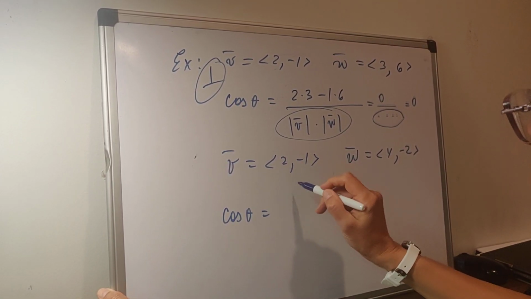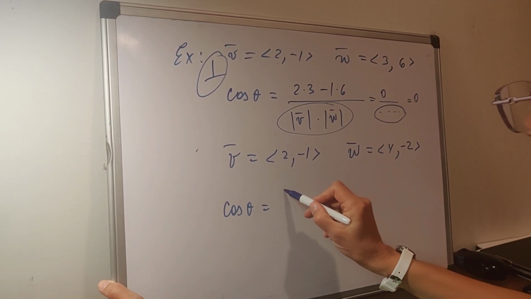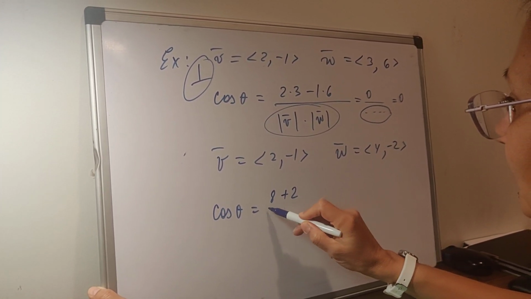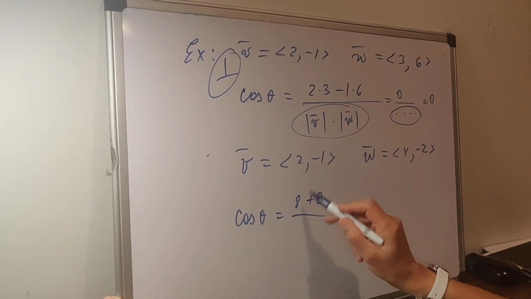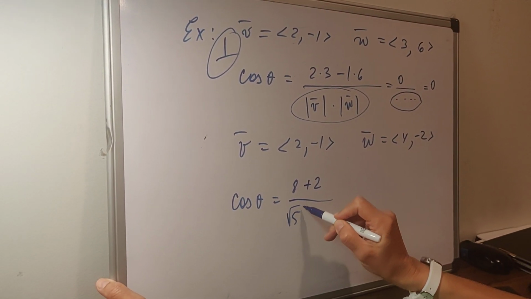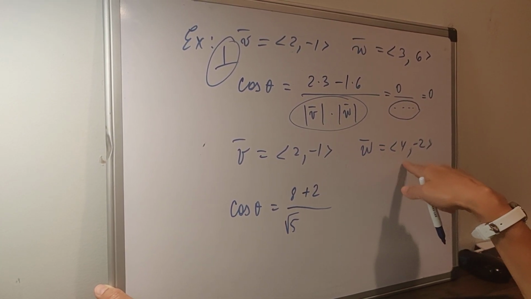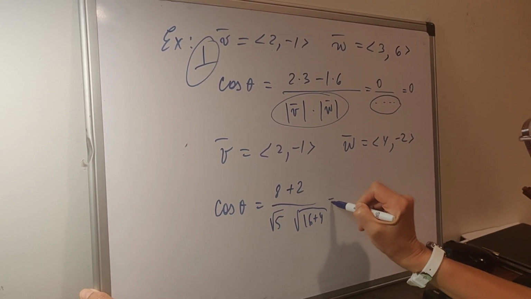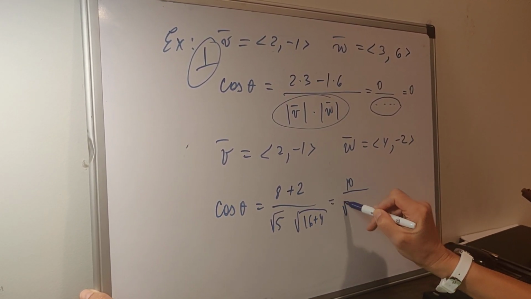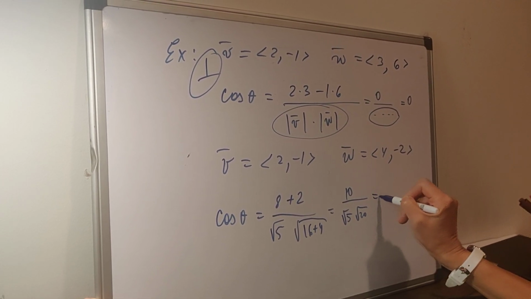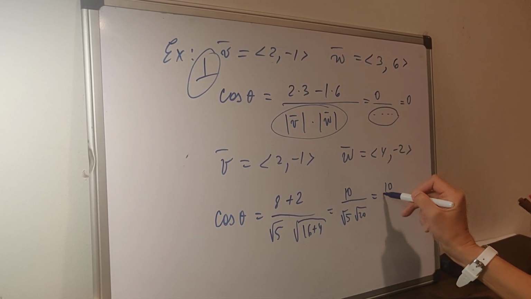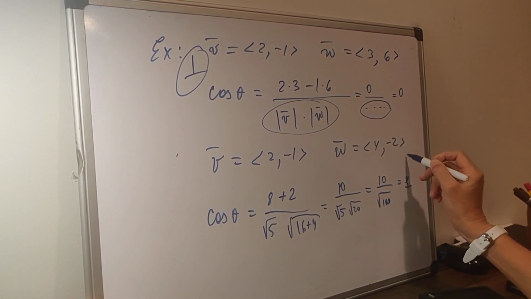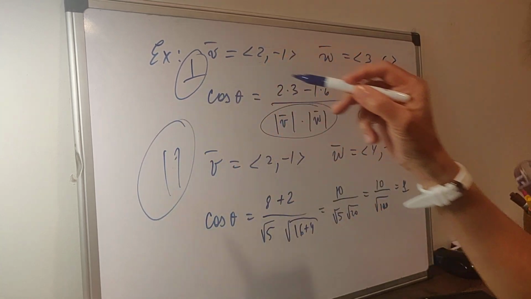Okay, so we are going to have the dot product 2 times 4, which is 8, plus -1 times -2, which is 2, right? So it's 8 plus 2. The length of this vector we already calculated as square root of 5. The square of this and the square of this is 16 plus 4, which is 20. So it's 10 over square root of 5 and square root of 20, which is 10 over square root of 100, and that's going to give me 1. Exactly what I was expecting. So these two vectors are parallel.